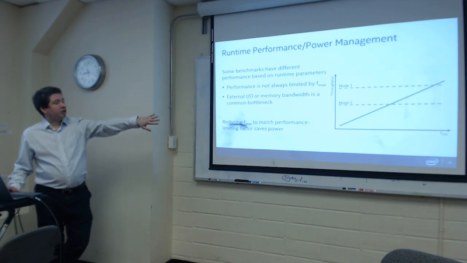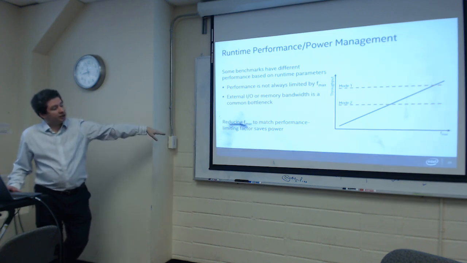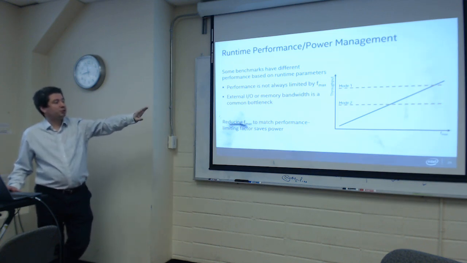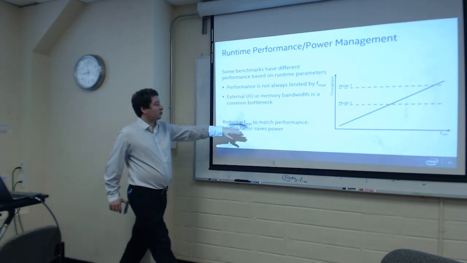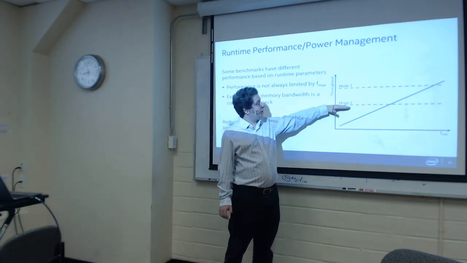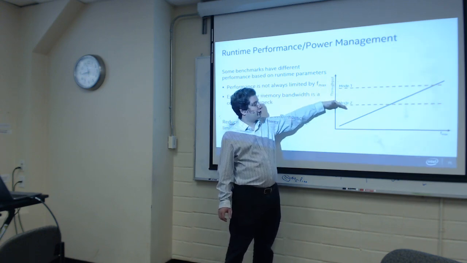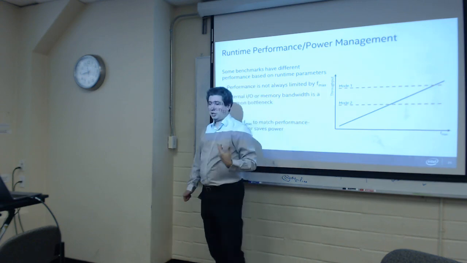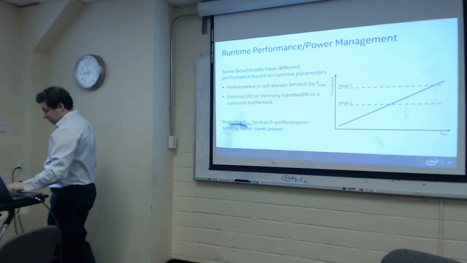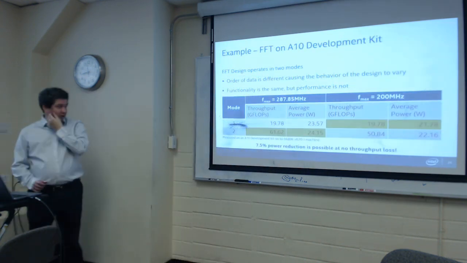So what I've drawn here is an example where, as you're scaling fmax, your throughput should be increasing, but in one mode, you're limited in terms of performance by, say, memory at this point, at another you're limited at this point. So depending on which mode you're running, you may not necessarily want to run at the same clock frequency. That actually happened to be the case in one of our FFT benchmarks.